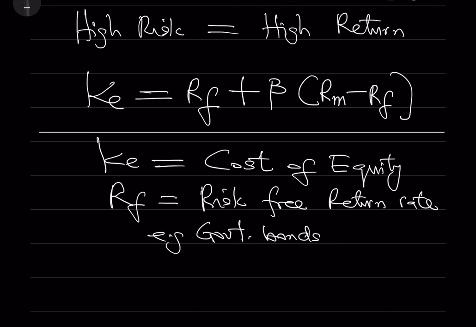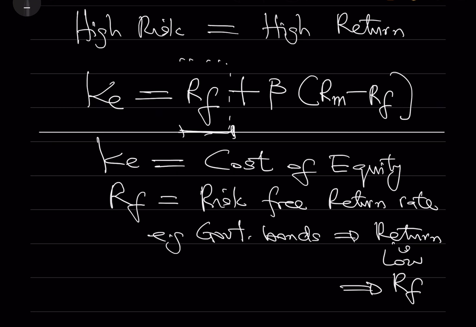So in that case, you expect that the return on those instruments will be low because there's no risk. So return is low. And such return is called the RF, the risk-free rate return. And that is what we are talking about here. So that is the minimum any investor should get. That's the starting point for the capital asset pricing model. It's saying that the minimum return you should get as an investor is this risk-free rate return.